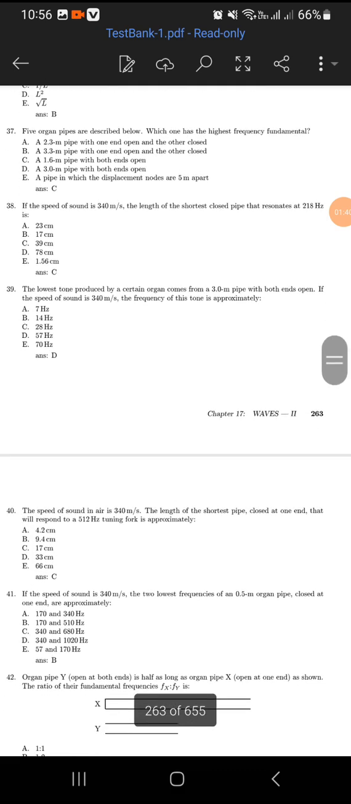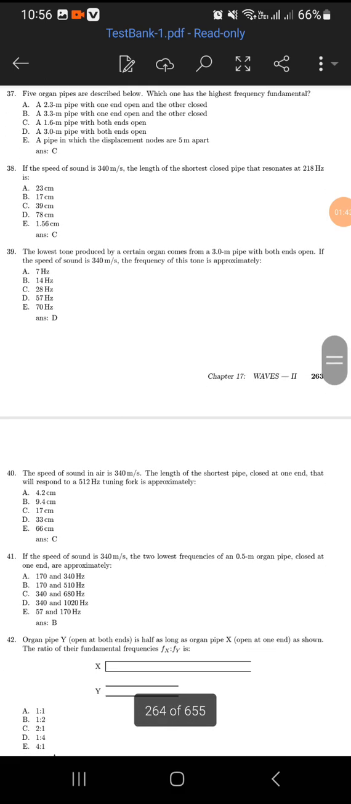And then 5 organ pipes are described below. Which one has the highest frequency fundamental? So A, 1.6 meter pipe with both ends open. With both ends open is the one that is the highest frequency fundamental.